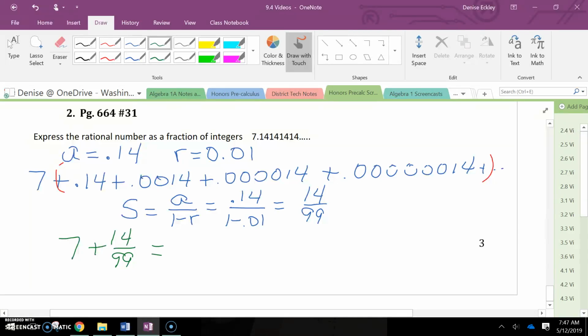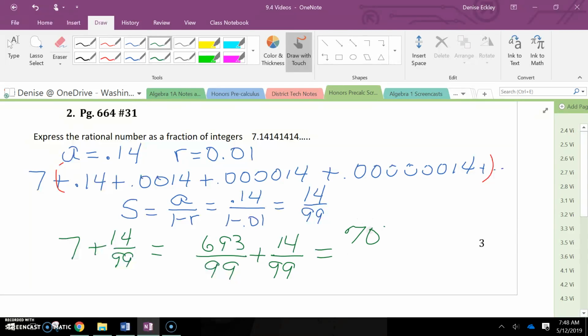So changing 7 into a fraction with 99 as denominator, we get 693 over 99, and to that we're going to add the sum of our infinite geometric series, 14 over 99. So 7.1414 repeating can be written as the fraction 707 over 99.